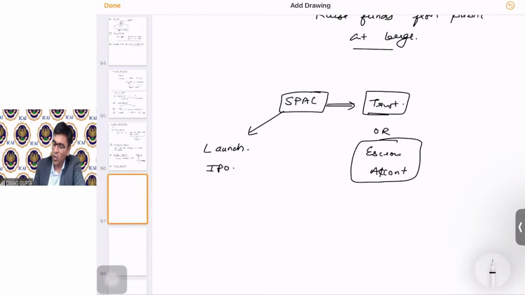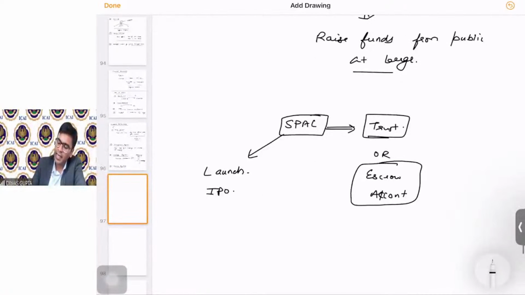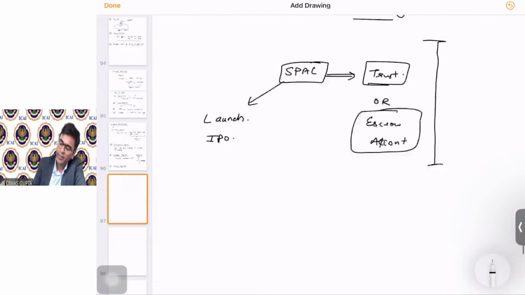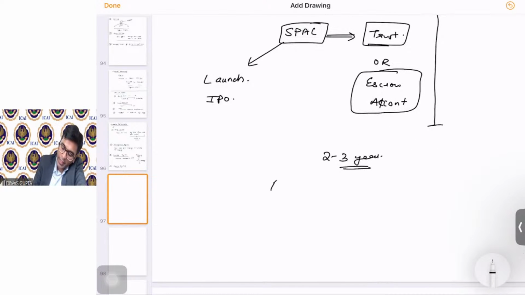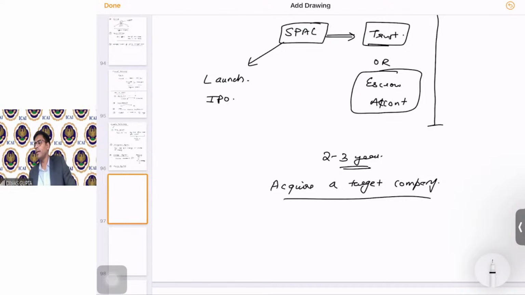Why is it done so? Because this special purpose acquisition company is entrusted with a task which will take 2 to 3 years. And after that, we need to use the funds. Till then, the amounts will be kept in a trust or in an escrow account. That is point number 1. Now, what is that task? The task is to acquire a target company, to acquire a suitable target company.